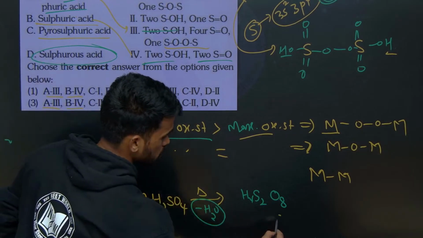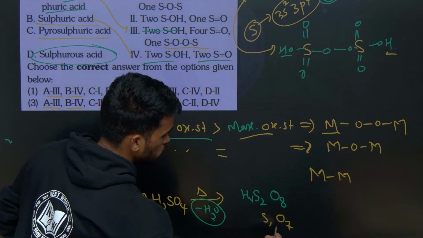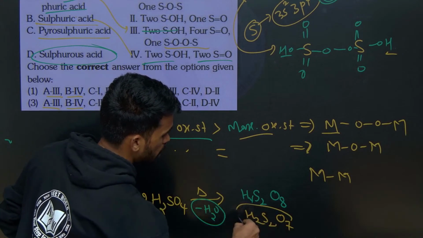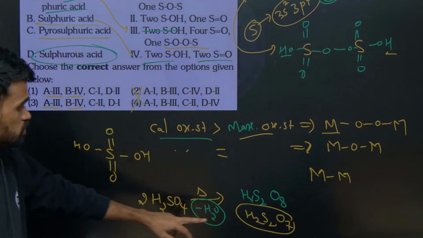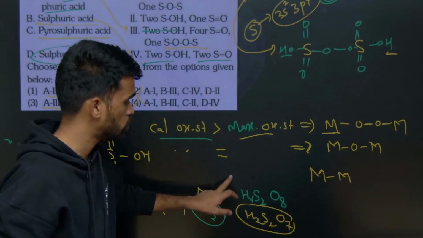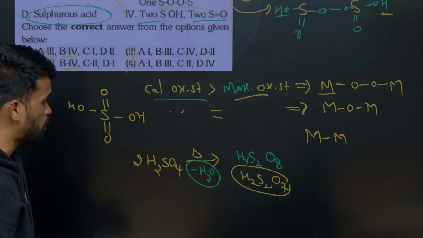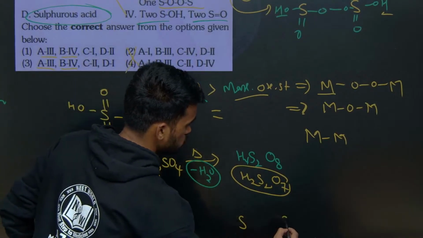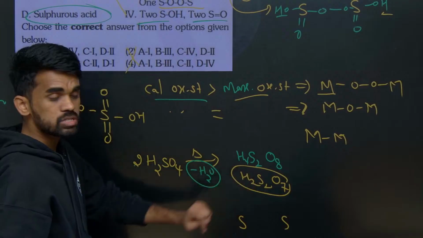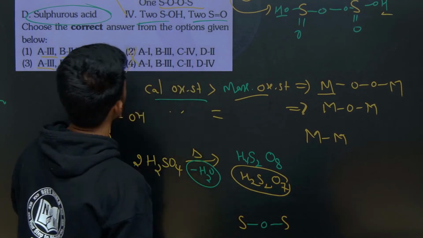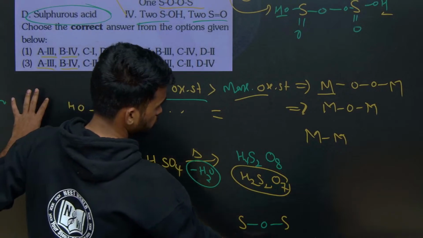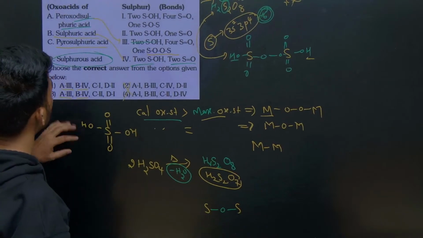So it becomes O7, S2, H2. So this is the formula of pyrosulfuric acid. Now, pyrosulfuric acid having 2 sulfur atoms, just calculate the oxidation state, you will be getting +6. So in that case one oxy linkage will be present. Okay, one oxy linkage will be present, that's it.